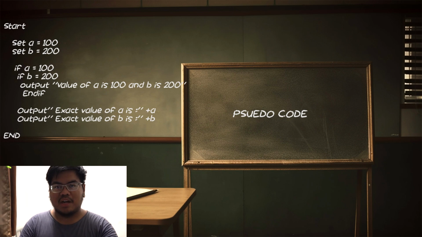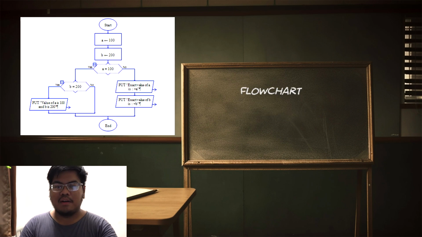Now let's move on to the flowchart. Then we set A to 100, B to 200. Then there is a condition here, A equal to 100, which is yes. Then it will check again for B equal to 200, which is yes. Then it will go to output value of A is 100 and B is 200. Then end. That's all for me.